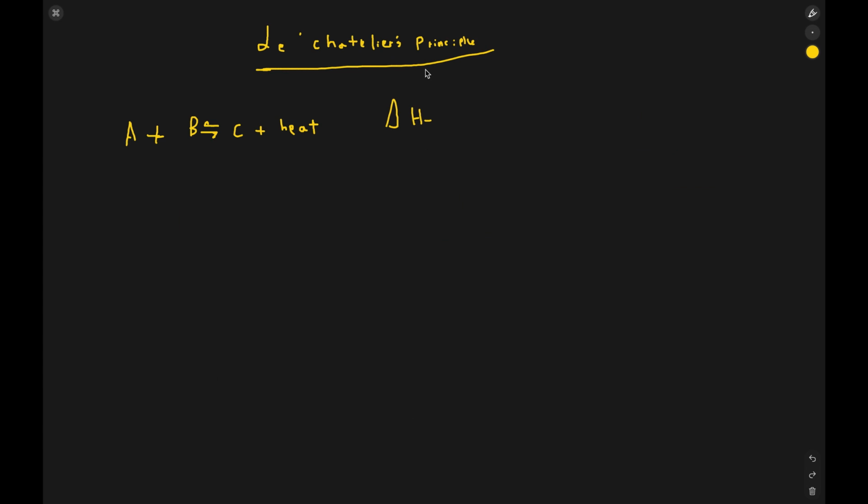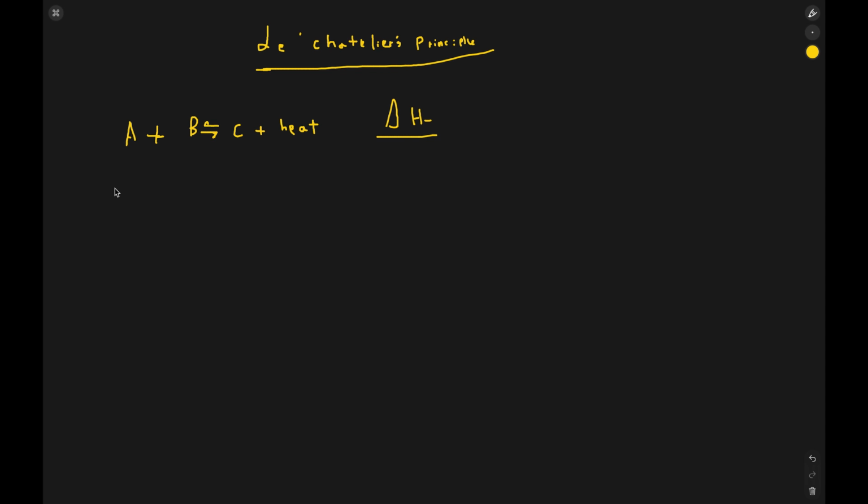Now, Le Chatelier's principle real quick. This is a pretty straightforward and simple concept to know. Basically, it states that whenever there is a stress on a chemical reaction, the reaction will shift either towards the products or towards the reactants, depending on what the stress is, to relieve that stress. So let's say you have an equation here, A plus B makes C plus heat, and it's an exothermic reaction, so delta H is negative.